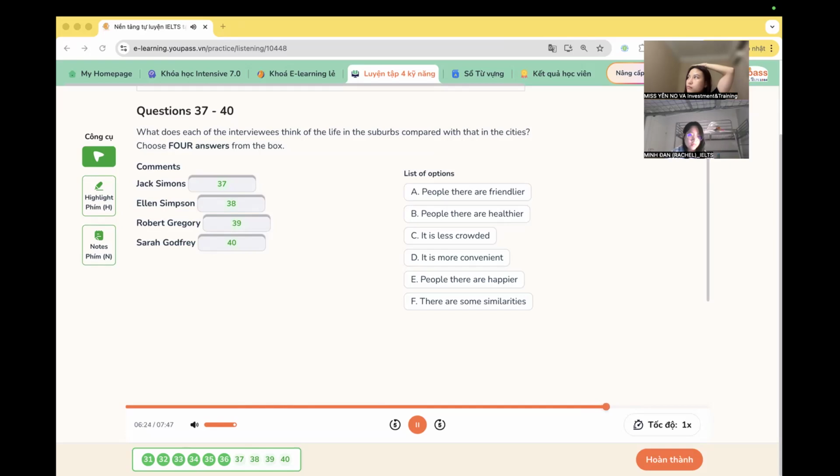Sarah Godfrey is an English teacher at a school in the city. According to her, people in cities are not necessarily less friendly than their counterparts in the suburbs, but the latter always smile. They go to the parks and have gatherings more often. These activities are important in improving life quality and the level of happiness. That is the end of section 4.